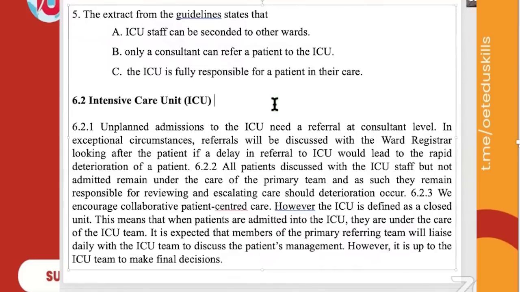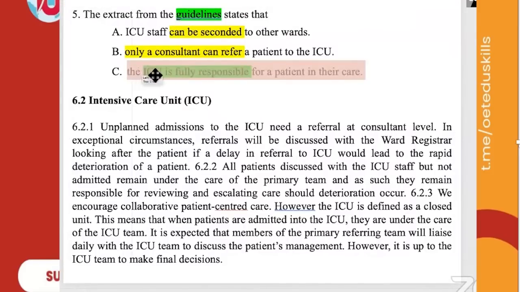So, what are the hedging words? Guidelines. Guideline states what? Can be seconded. Consult. Only a consultant can refer. Fully responsible. From your general sense, what could be the answer? C. Usually, ICU is responsible, right? Yeah. C. Can ICU staff second to other wards?